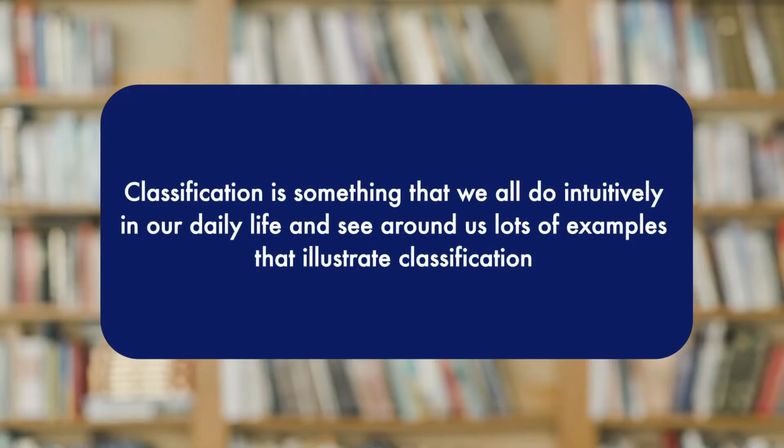Categorization and classification are methods used by humans to organize entities, thoughts, objects, and phenomena. These processes are related to the organization of knowledge and the way people learn, remember, and know about the world. In fact, classification is something that we all do naturally in our daily life, and we see around us lots of examples that illustrate classification. We classify animals, plants, birds, languages, and many other entities into groups based on what is common in them.